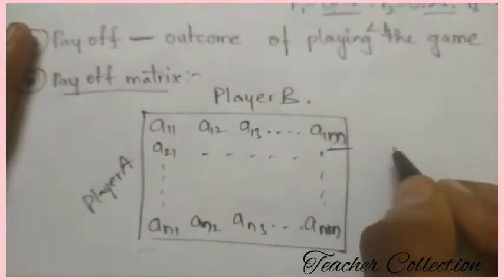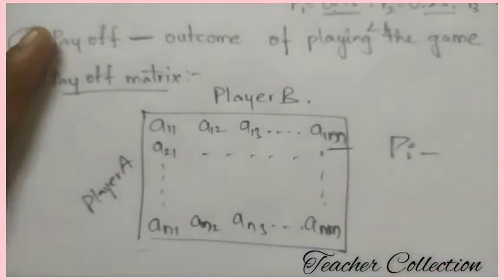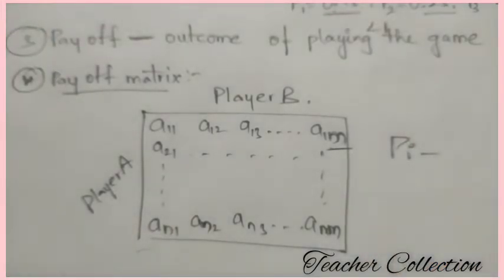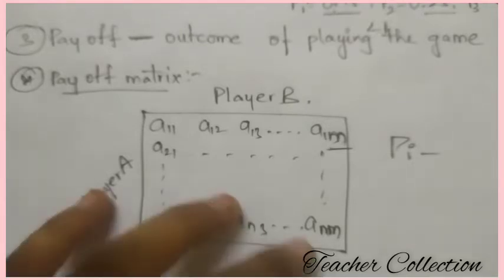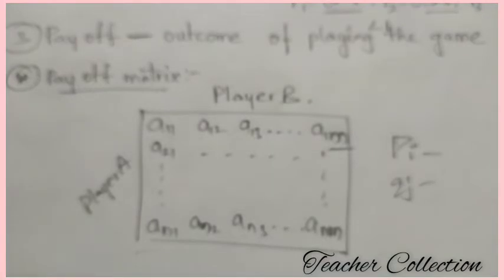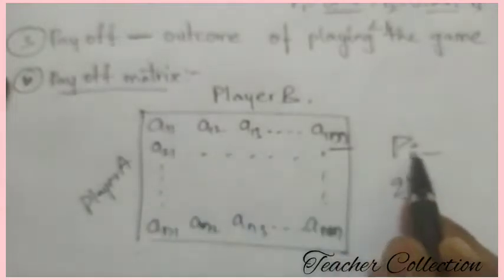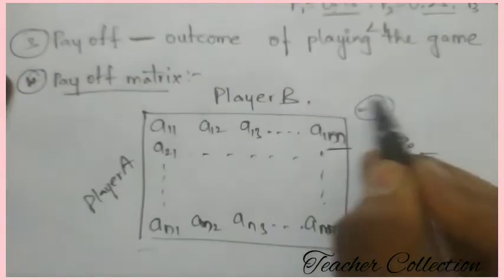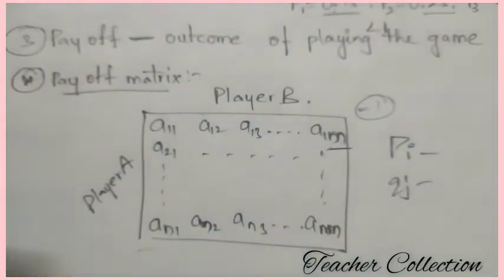Pi is the probability of player A choosing a strategy, and Qj is the probability of player B choosing an alternate strategy. The sum of the probabilities should be equal to 1. This is about the payoff matrix.